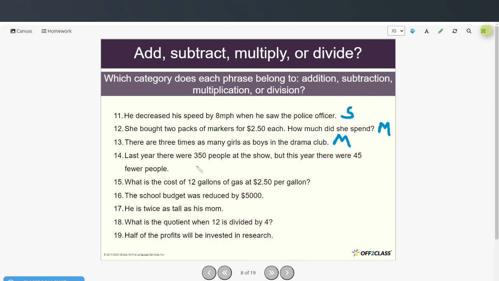Last year there were 350 people in the show, but this year there were 45 fewer people. That's subtraction. What is the cost of 12 gallons of gas at $2.50 per gallon? Multiplication. The school budget was reduced by $5,000. Subtraction. He is twice as tall as his mom. That would be multiplication. What is the quotient when 12 is divided by 4? It's division. And half of the profits will be invested in research. That's also division.